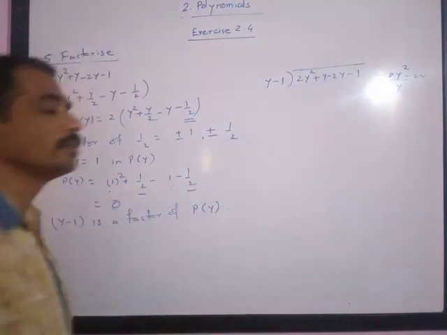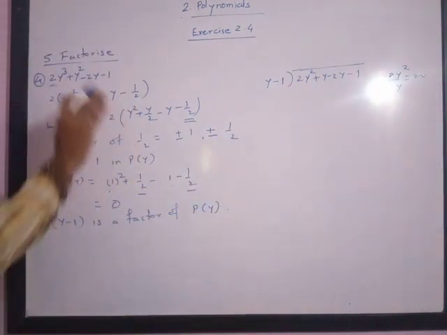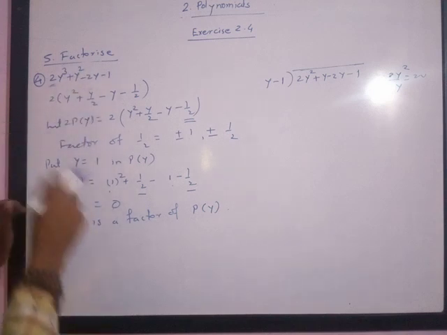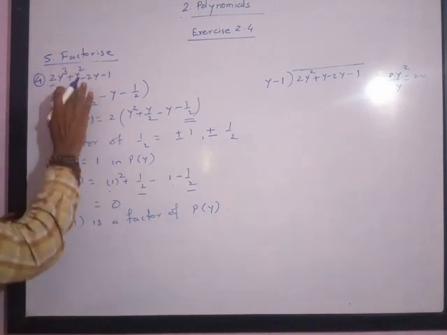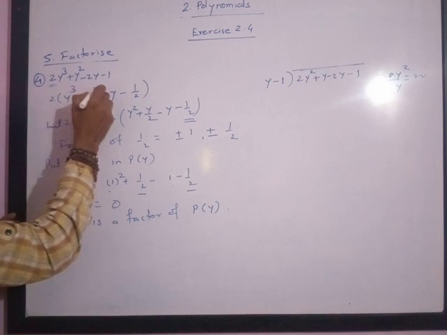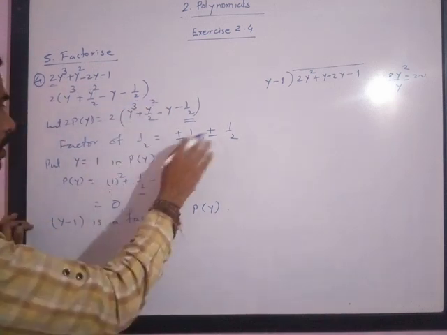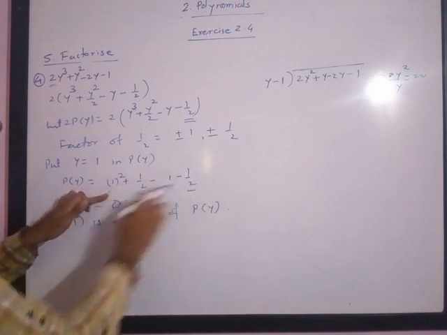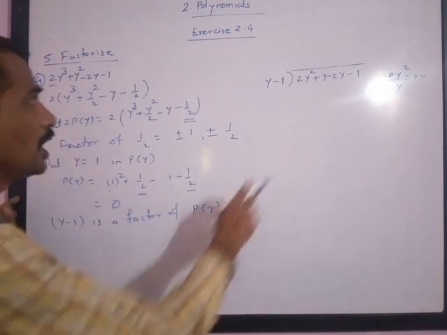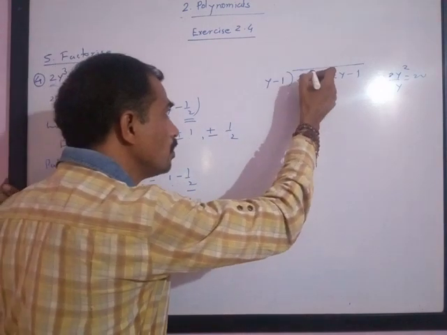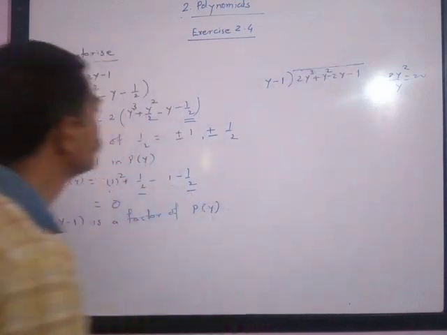Just a minute. Please, students, I made a mistake in writing the question itself. Here it is y cube and y square. So this will be y cube and y square. Here also we will get y cube and y square. Still the values will not change.